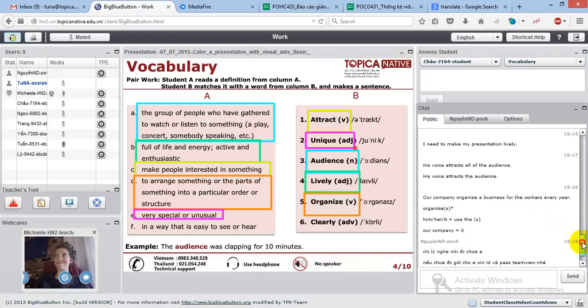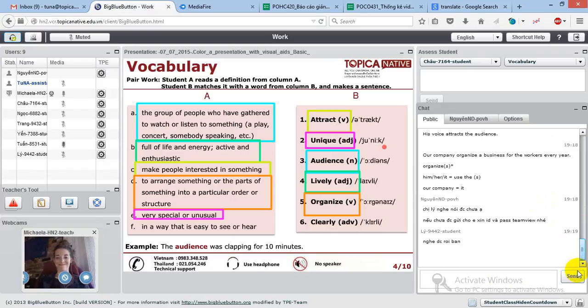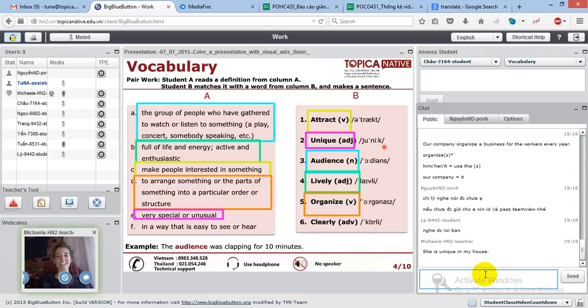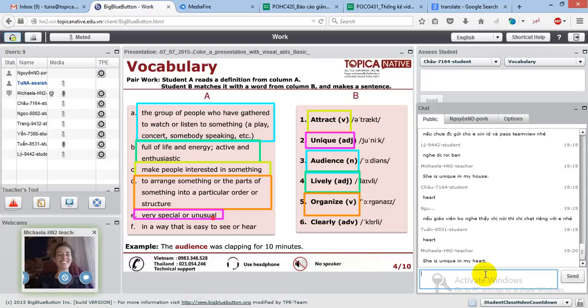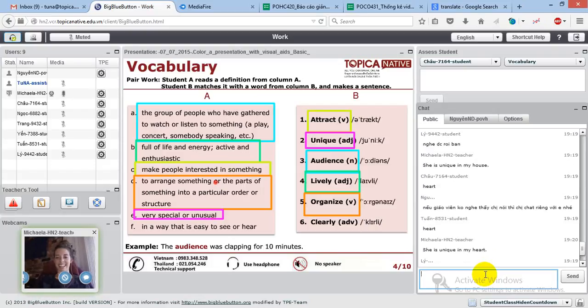She is unique in my house. No, my house. Oh, wow, sweet. Okay, she is unique in my heart. Wow, so sweet. Yes. Good one. You should tell whoever you are talking about, you should use this sentence. Very sweet. I like it.